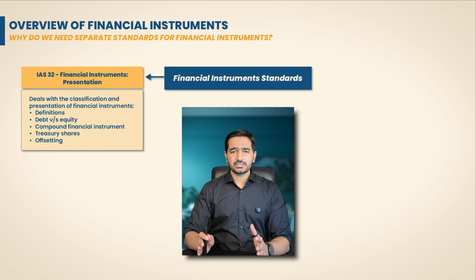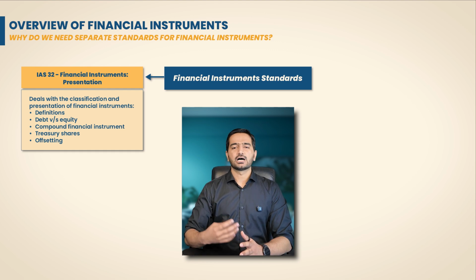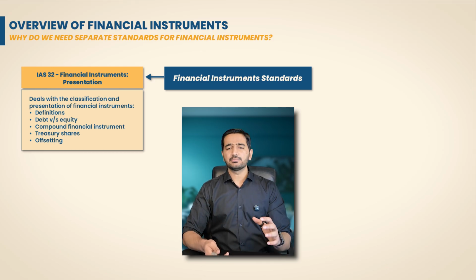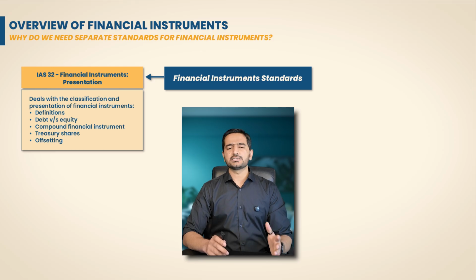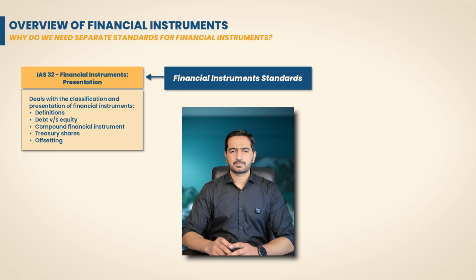This classification is absolutely critical because it determines how you present the instrument in your financial statements and ultimately how you account for it. IAS 32 also covers important topics like compound financial instruments, treasury shares, and offsetting, and we will cover all of these in our upcoming lectures.